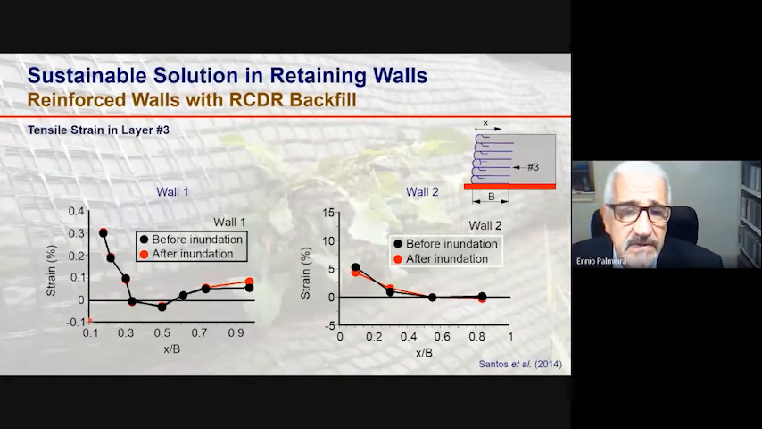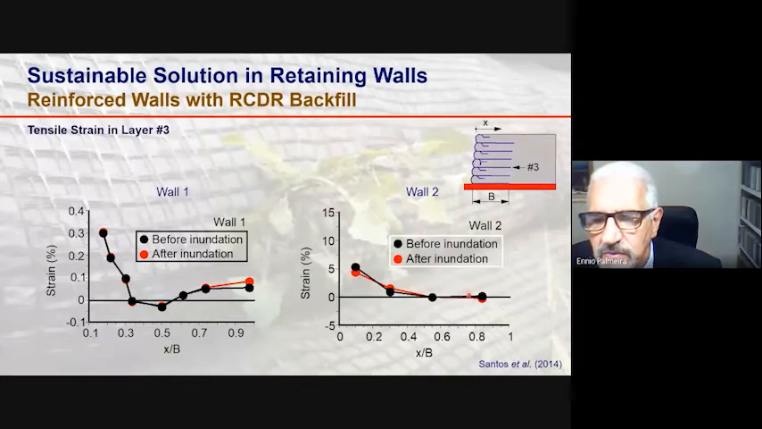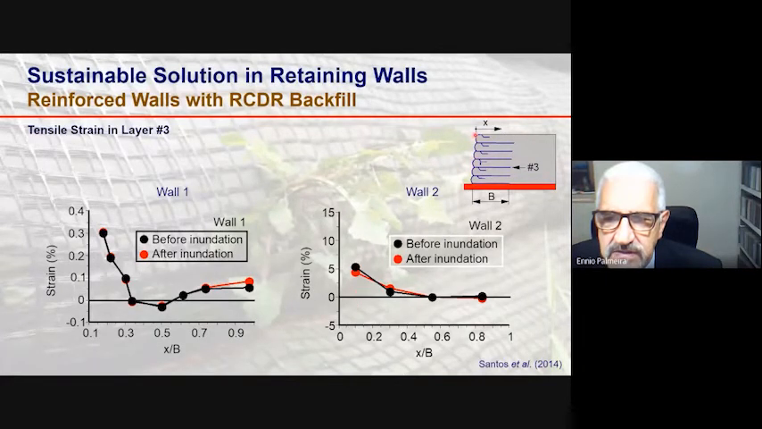Here are results in terms of strains in the reinforcements for wall 1 and wall 2. Before and after inundation, you don't see much difference between the results, not a significant influence of the inundation of the foundation soil on the strains. And same for wall 2, but you can see larger strains close to the face of wall 2 because of less confinement of the geotextile in this region. So much greater strains than in the case of the geogrid reinforcement in wall 1.